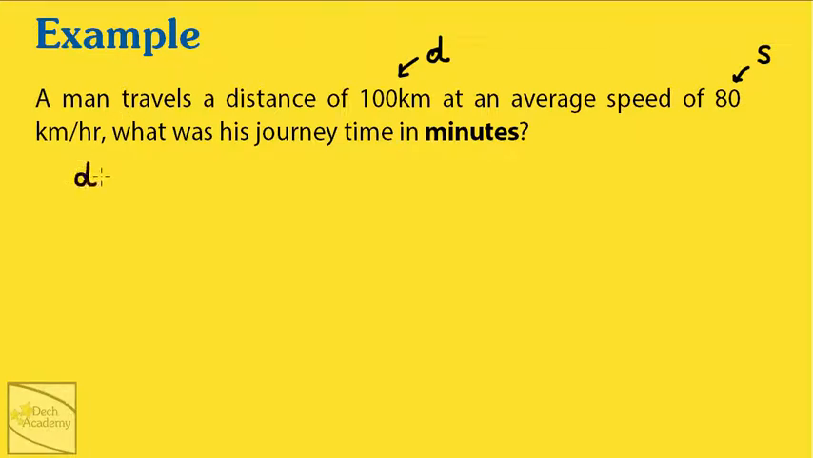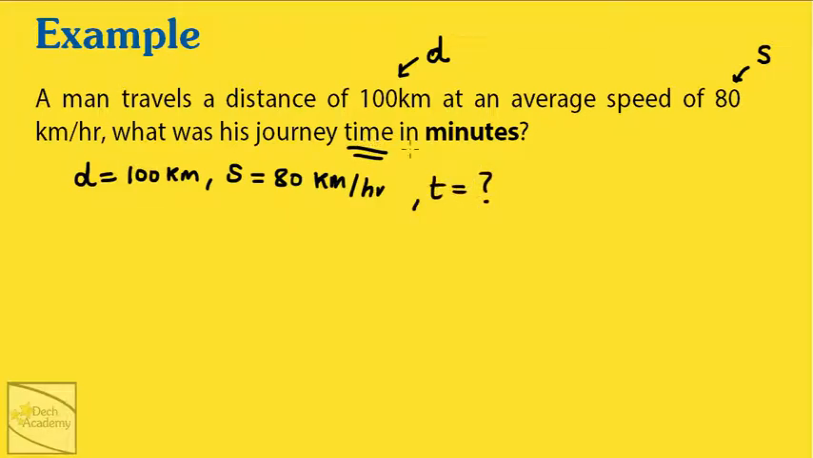So D for this case is 100 kilometers. S, the speed, is 80 kilometers per hour. What was his journey time? What's the time taken? What is T? That's what the question is asking for. But it's asking us to find what the time is in minutes. So the first thing we do is we'll find the time in hours.